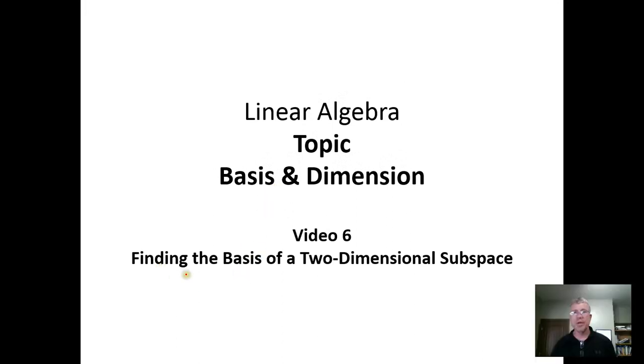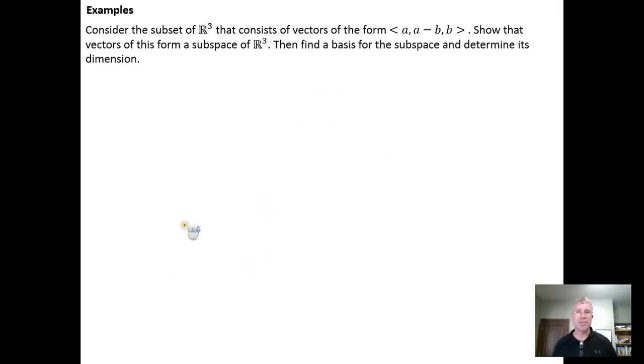So in this video we're going to go over finding the basis of a two-dimensional subspace. It says consider the subset of R3, so the vector space R3, that consists of vectors that have the form (a, a minus b, b). We know this is a subset of R3 because it's a three-component vector. And we want to show that the vectors of this form actually form a subspace.